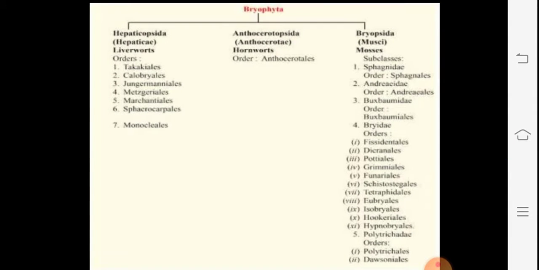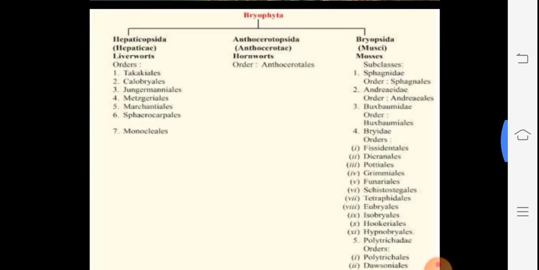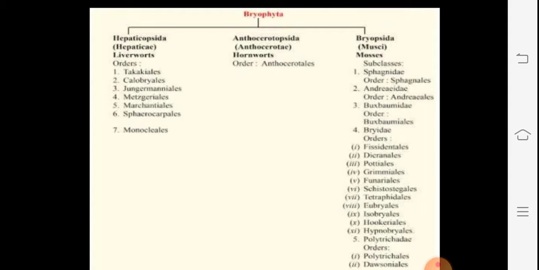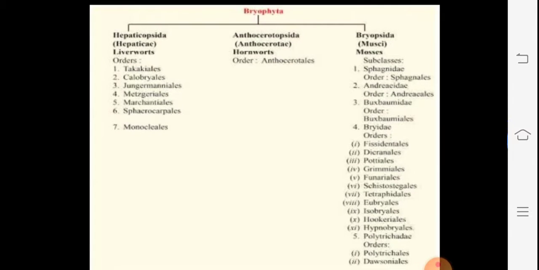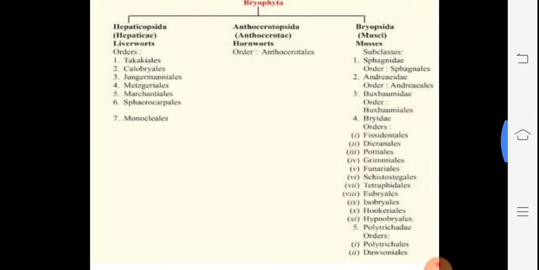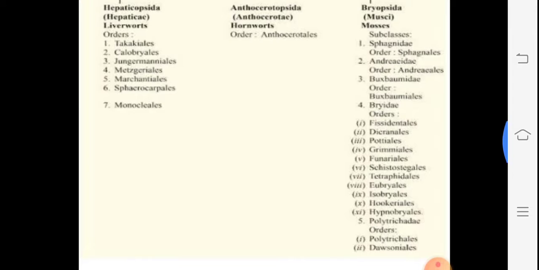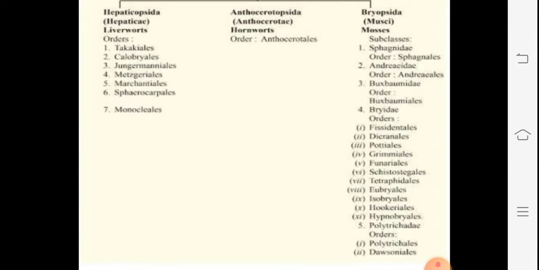Because each and every thallus or character is in specific habitats, they develop physiological changes. In Hepaticae we have already seen Takakiales, Calobryales, Jungermanniales, Metzgeriales, Marchantiales and Sphaerocarpales. These are the seven monoclades. I am just highlighting, you have to remember these seven groups in your writing, because names carry weightage. Anthocerotopsida or hornworts, Anthocerotales, family Anthocerotaceae, and genera mainly Anthoceros and Notothylas, and others are Megaceros, Dendroceros, Phaeoceros, Folioceros, like this.